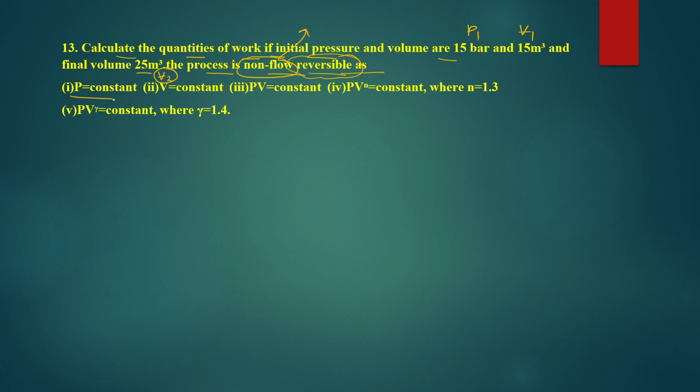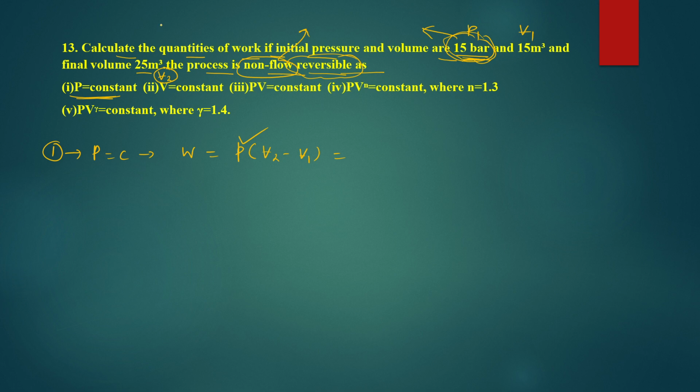So if the pressure is constant, then what will be the work done? In that case, work done W will be equal to P times (V2 minus V1). I'm not calculating this one, you can try it by yourself. Pressure is given here as 15 bar. Whenever you put it in, you have to convert this bar into a particular unit. We may convert this into kilopascal, because we want to get the work in terms of kilojoule. That is why we convert this pressure into kilopascal.